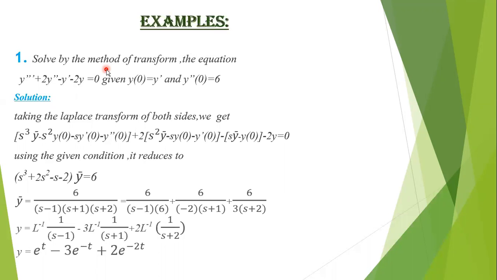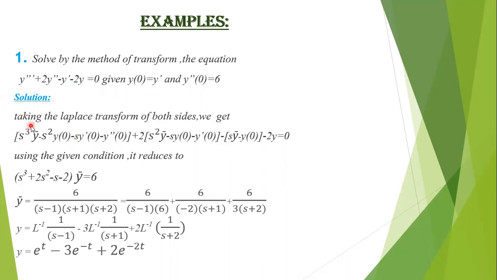Example number 1. The question is to be solved by the method of transform. The equation is y triple dash plus 2y double dash minus y dash minus 2y equals to 0. Given y of 0 equals y dash of 0 equals 0 and y double dash of 0 equals to 6. Solution. According to working procedure, we have to first take the Laplace transform.